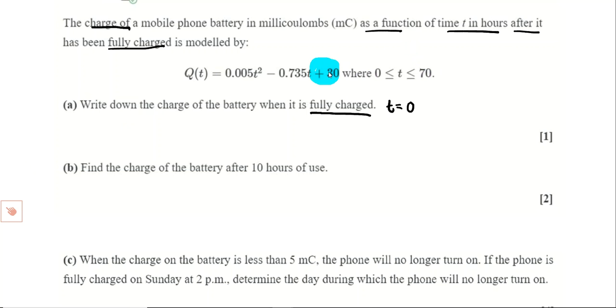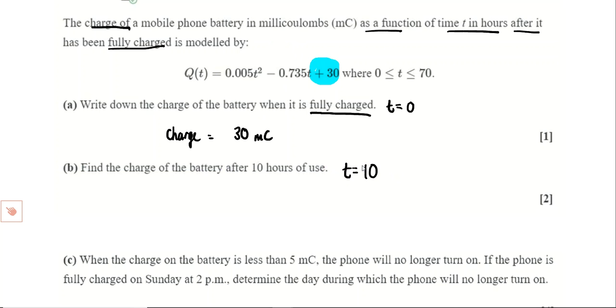Yeah, it's just that number, isn't it? It's the y-intercept. So we know that the charge is 30. We should put units in a question. Should. Doesn't matter. 30 is it. Find the charge of the battery after 10 hours of use. Right, so what we're doing, we're saying when t equals 10.